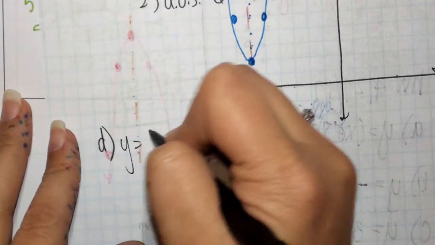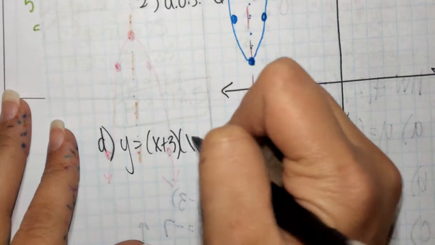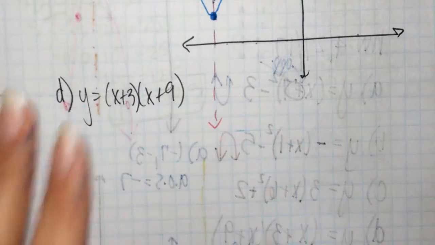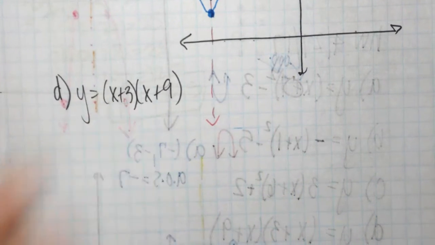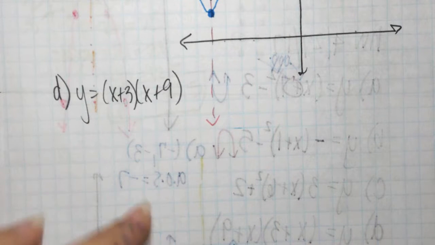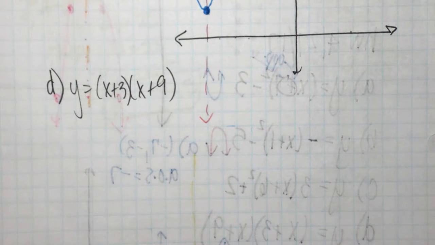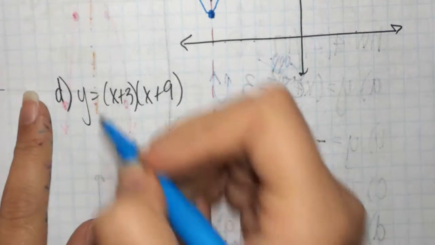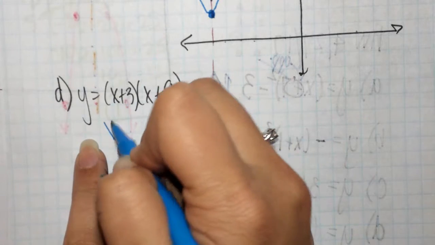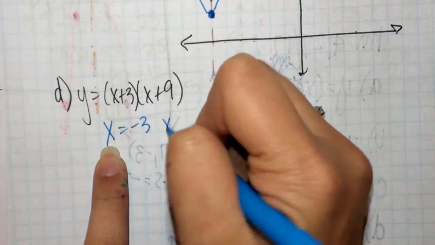Alright, so for the last one, that was intercept form again: y equals x plus 3 times x plus 9. Today, after we graph this, we're going to learn how to convert it from standard form to intercept form and vertex form. And then you're going to have a quiz at the end of the period. So the first thing, your x-intercepts, you would get negative 3 and negative 9.